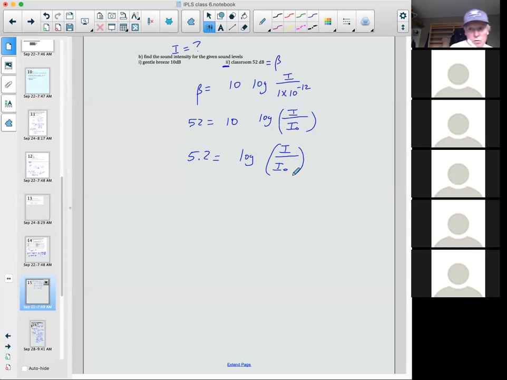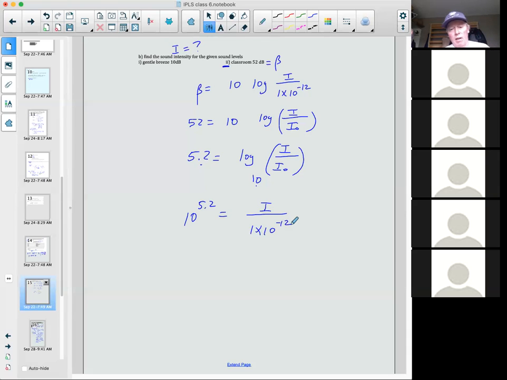And now we're just going to change from log form to exponent form, or we're going to do inverse functions, however you want to call it. Log means log base 10. So if we change this to exponent form, 10 is the base and 5.2 is the exponent. So it's 10 to the power of 5.2 equals I over I naught, and now I'll substitute in what I naught is again, like that.